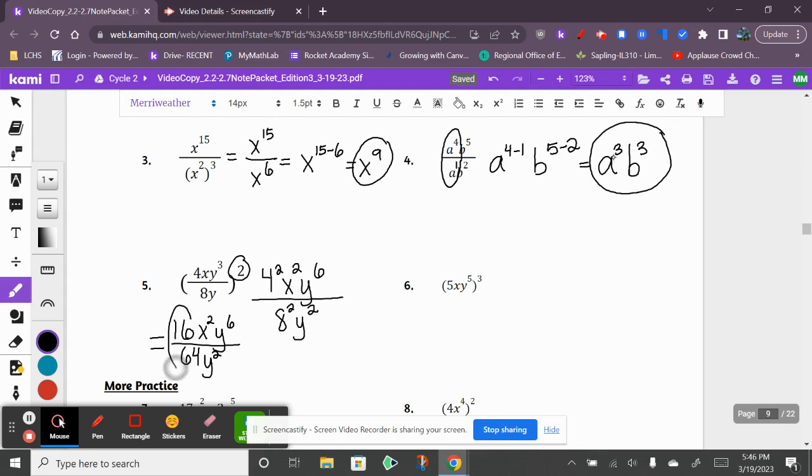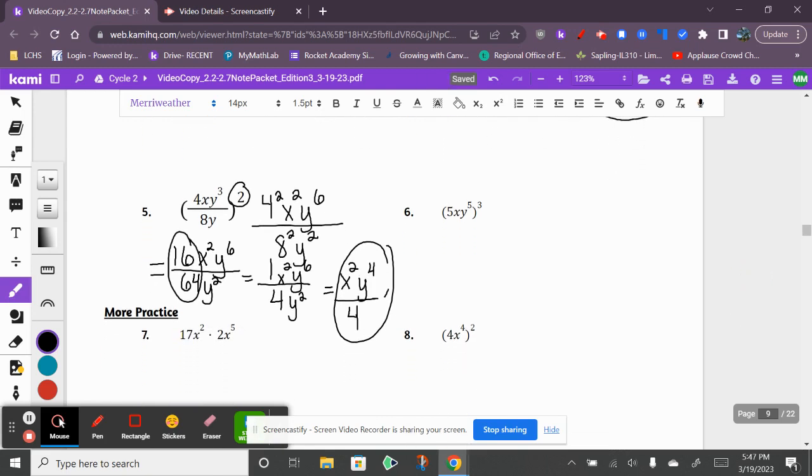We can simplify the coefficients in the front to give us 1/4. And then we can also use our quotient rule to subtract here. So we get x squared, y to the 4th, over 4. We technically don't need the y squared on the bottom anymore if we just took away the 2 from the 6.